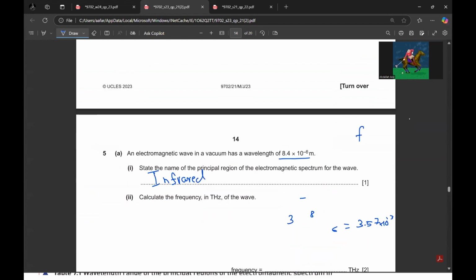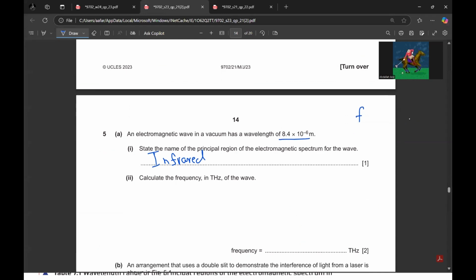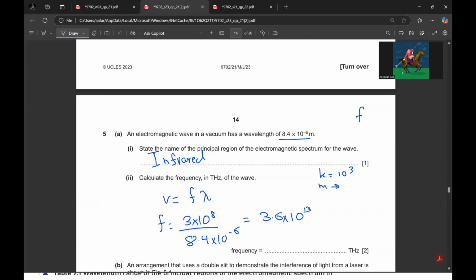Calculate the frequency in terahertz of the wave. So basically, we're just going to do the same thing. We say v is equal to f lambda. Frequency is equal to 3 times 10 power 8 over 8.4 times 10 power negative 6. And so we get 3.6 times 10 power 13. And in terahertz, we know that kilo is 10 power 3, mega is 10 power 6, giga is 10 power 9.